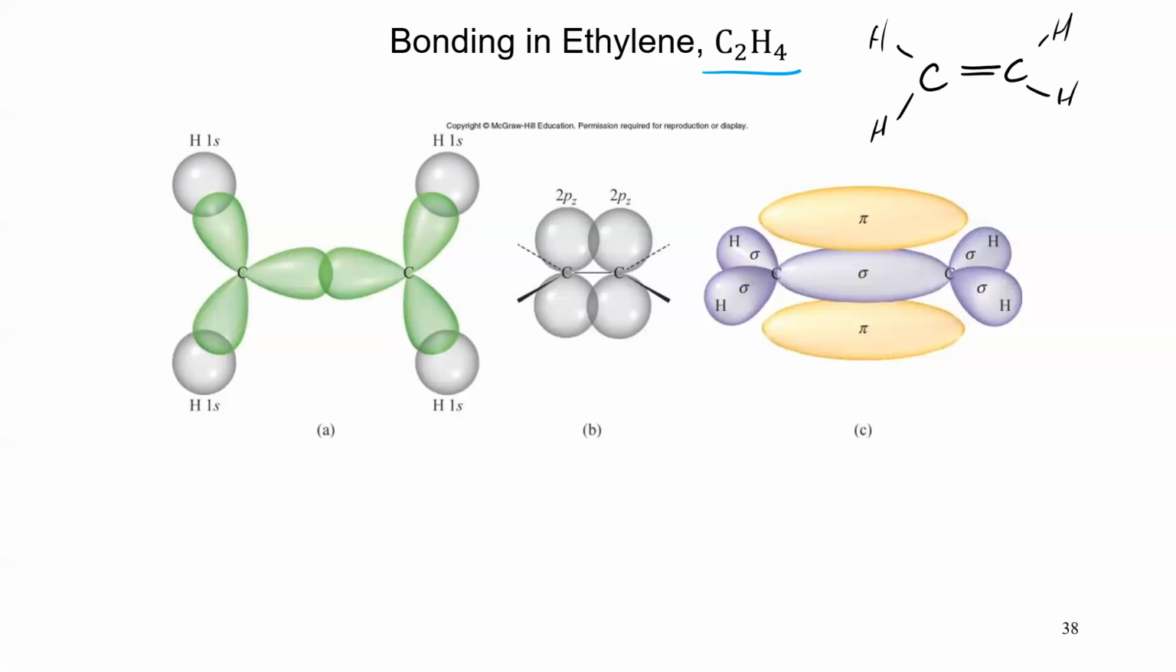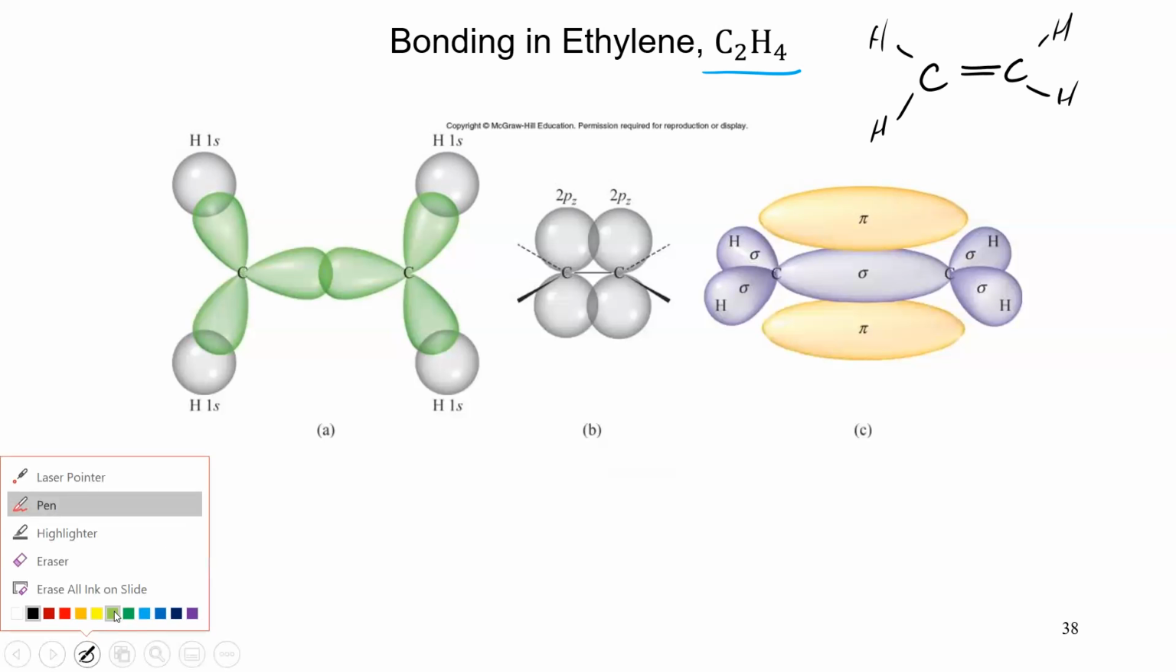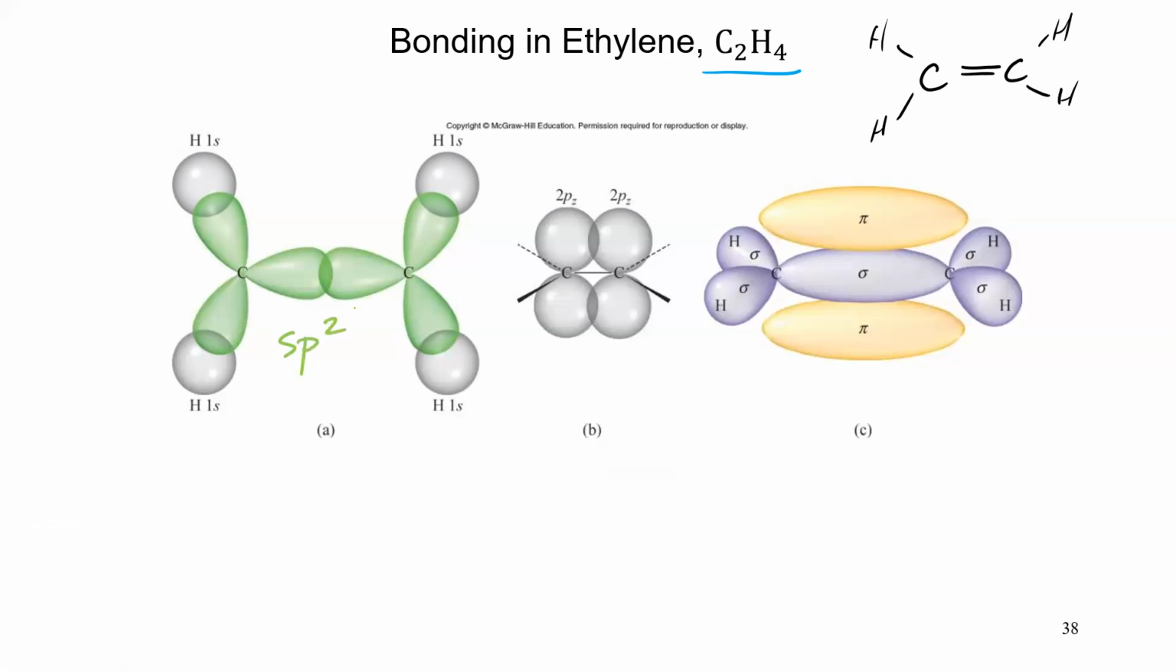Each carbon is trigonal planar. So each carbon should be sp2 hybridized. And so that's what they've shown here, right? These are in green. These are sp2 hybrid orbitals. And we have some bonding here. So this is a sigma bond between carbon and hydrogen, and the same for the other three carbon-hydrogen bonds. This is a sigma bond between carbon and carbon. And so they're just showing what's in the plane in this diagram in A, right?